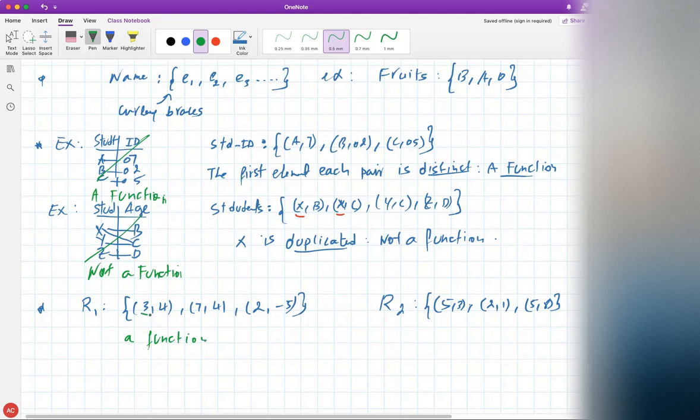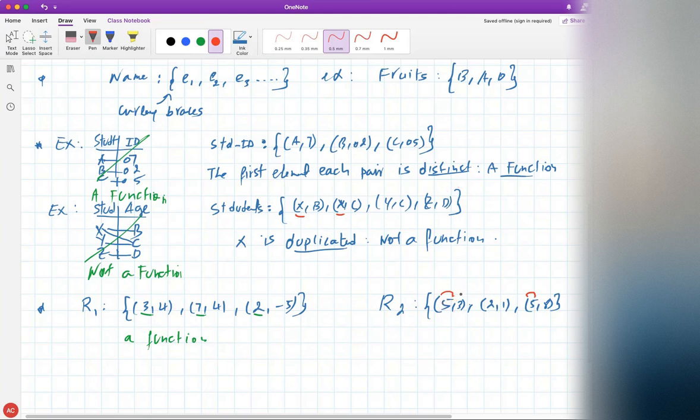So again, these are different. But here, if you check the first element, we have a duplication. So that's duplicated, the 5 and 5. It doesn't matter if the second one is repeated, that's not a problem. This could be, for example, age. One student has this age, another student has the same age. That's not a problem. But here, one student cannot have the same unique or distinct attributes.